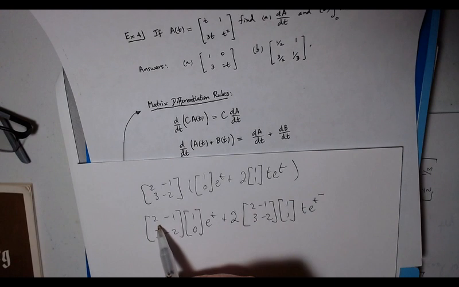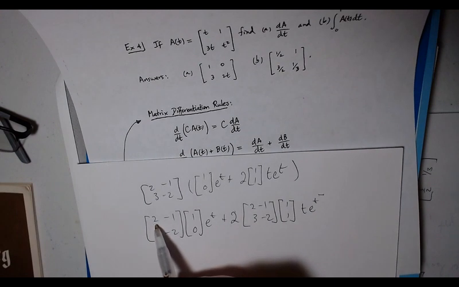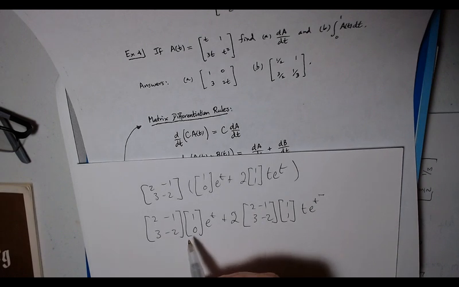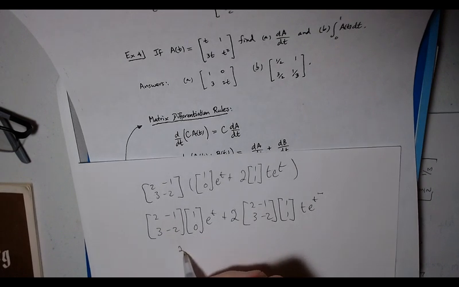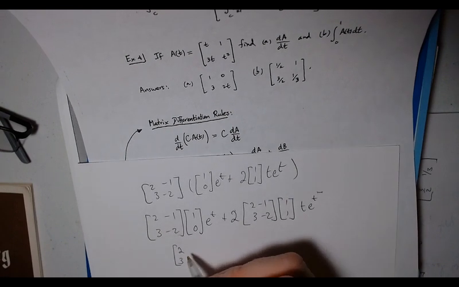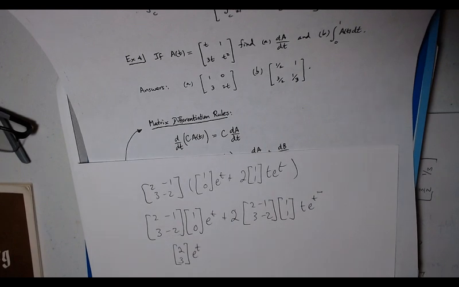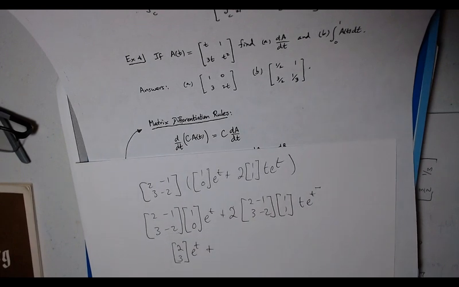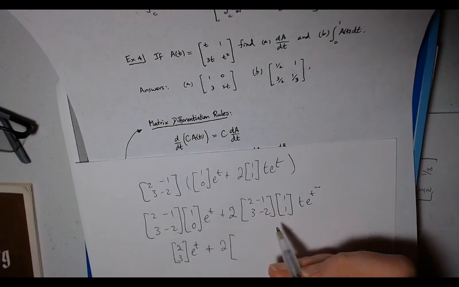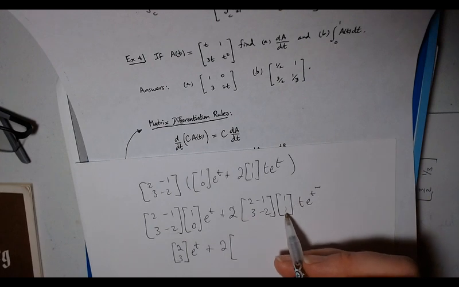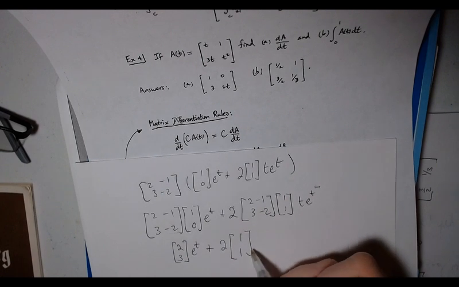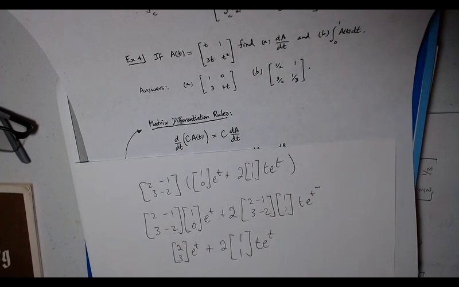So we only define matrix multiplication for square matrices, but it still works for a matrix times a vector. So first row times first column is going to give me 2, and second row times first column is going to give me 3. So that's [2; 3] e to the t plus this one is going to be 2 times 2 minus 1, so that's 1, and 3 minus 2, so that's 1, t e to the t.